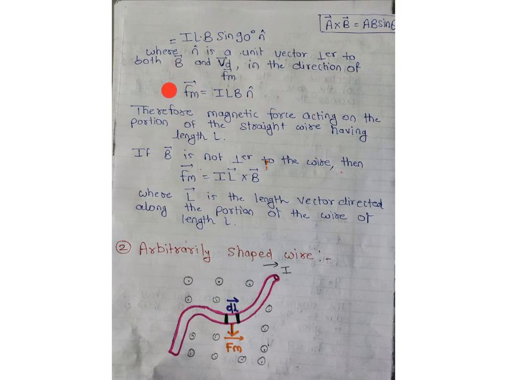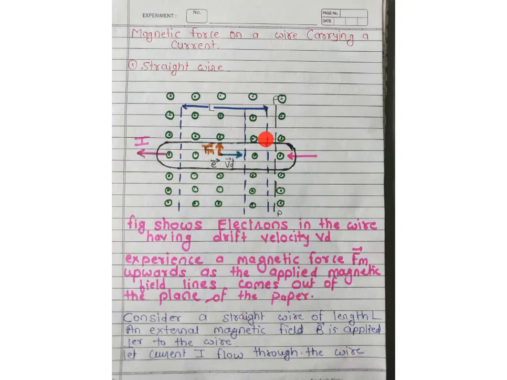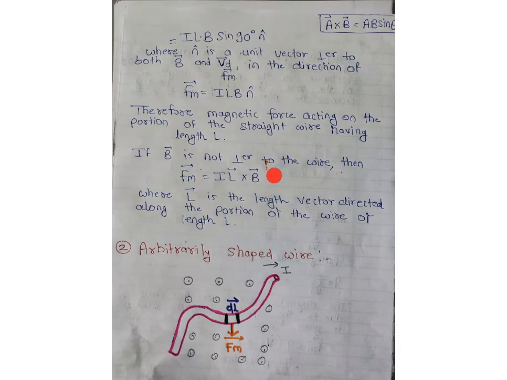This is the equation for magnetic force acting on the portion of the straight wire having a length L. If the magnetic field is not perpendicular to the wire, then magnetic force is equal to I L cross B, where L is the length vector directed along the portion of the wire of length L. So we have found the magnetic force when a straight current carrying wire is placed in a magnetic field, that is Fm is equal to I L cross B.